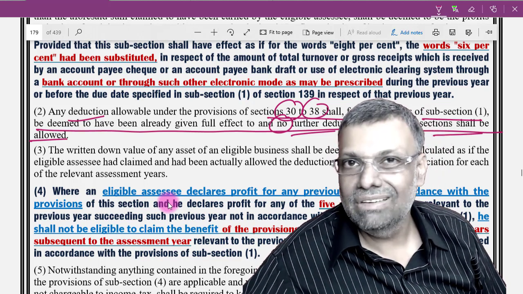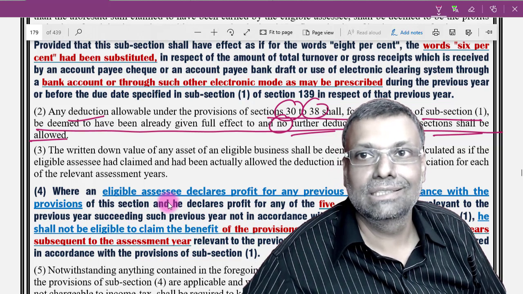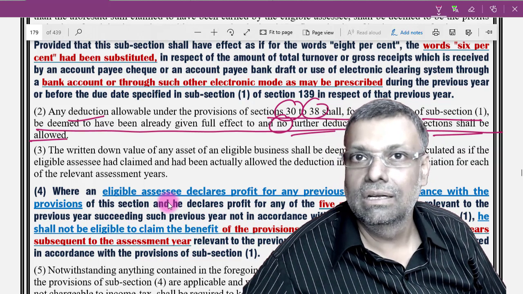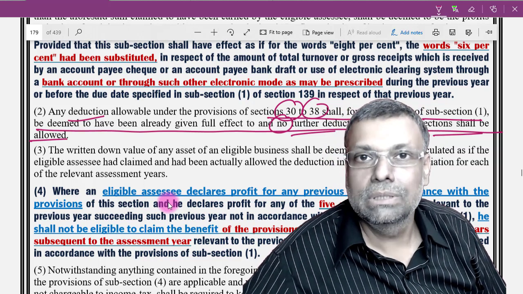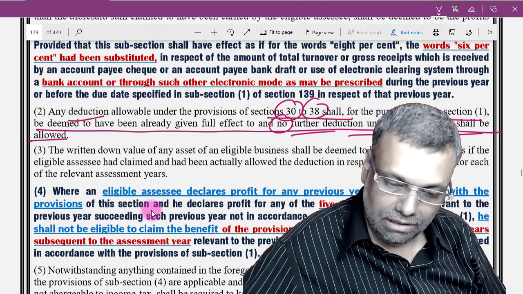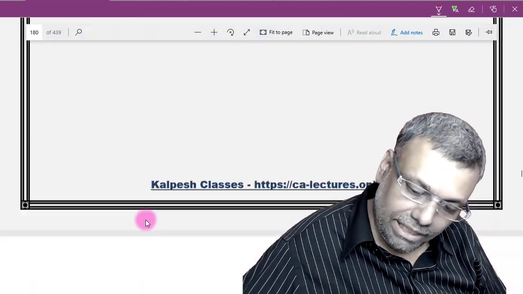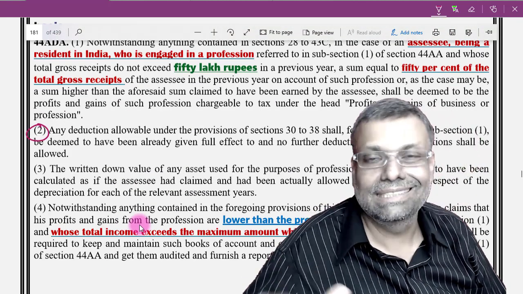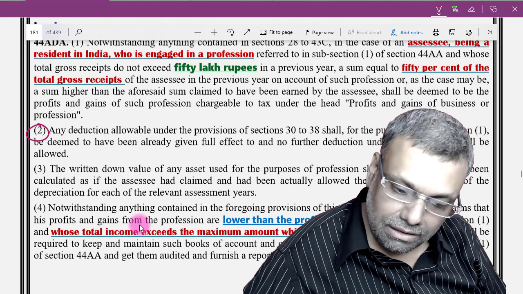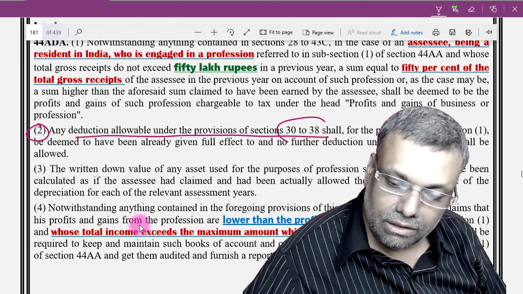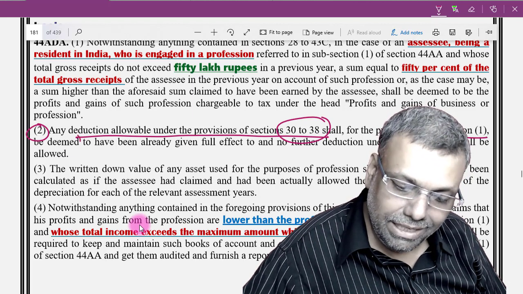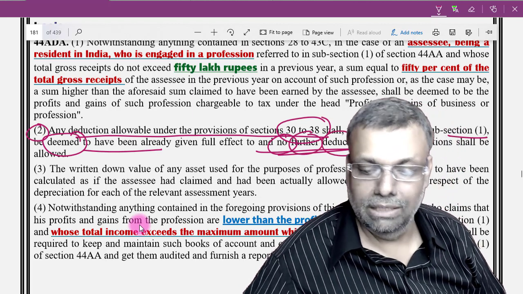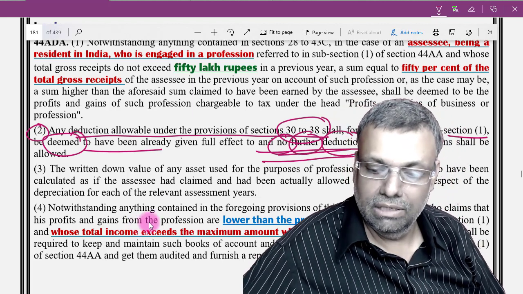Okay, so this is one kind of general purpose provision, because presumptive taxation means it is like a net income. The whole purpose behind such provisions is that the presumptive income you are getting is a net income, as simple as that. Okay, exactly similar provision you will find in 44ADA also. Same duplicate provision, only the section number or subclause number can change. All the deductions allowable under 30 to 38 for the purpose of this clause are deemed to have already been given effect. No further deduction is to be given under those sections.